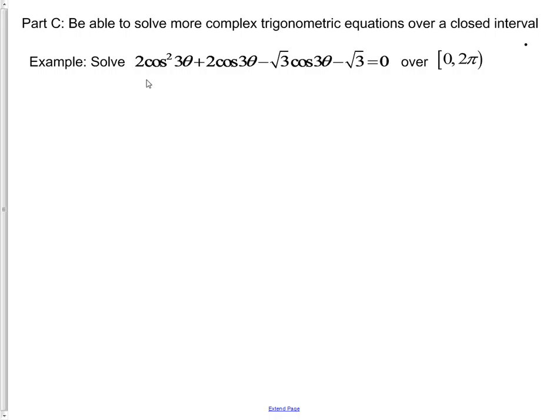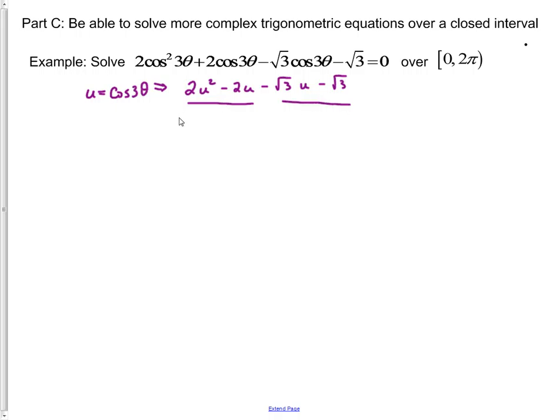Well, the one thing we might notice is that there are 4 terms right here. If we're to make a substitution in which we said u was equal to the cosine of 3 theta, then our equation would look more like this: 2u squared plus 2u minus radical 3 times u minus radical 3. And we note with 4 terms like that, there are like factors in the pairs here and here.